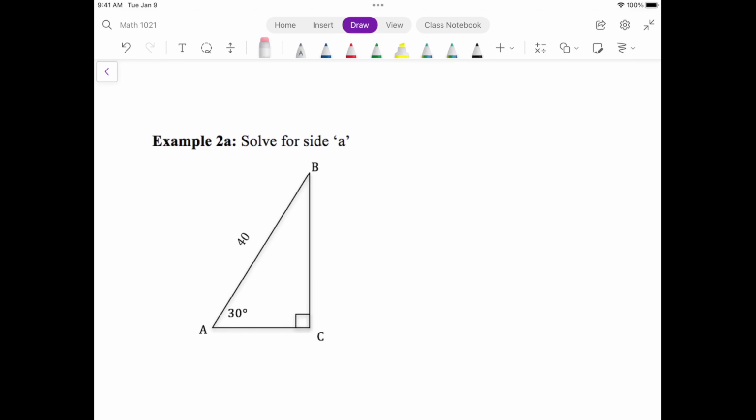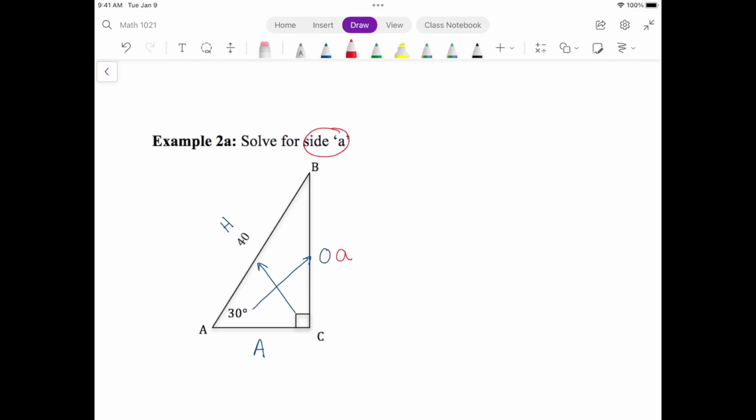So let's take a look at an example. The first thing I'm going to do is label all of my sides. So I know that this 40 is going to be my hypotenuse because it is across from my right angle. This side is going to be my opposite, and the last side is my adjacent. The question is asking to find side A, which is this side here. So that is side A.